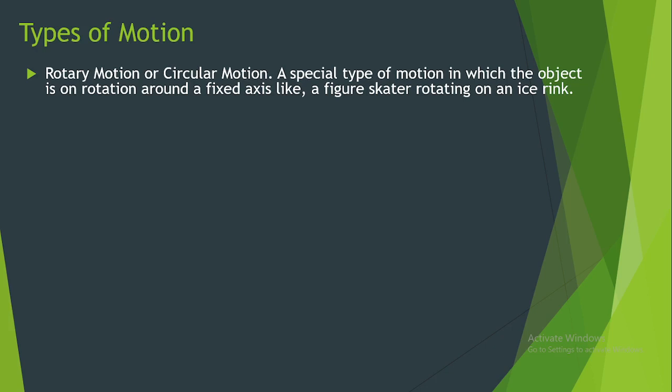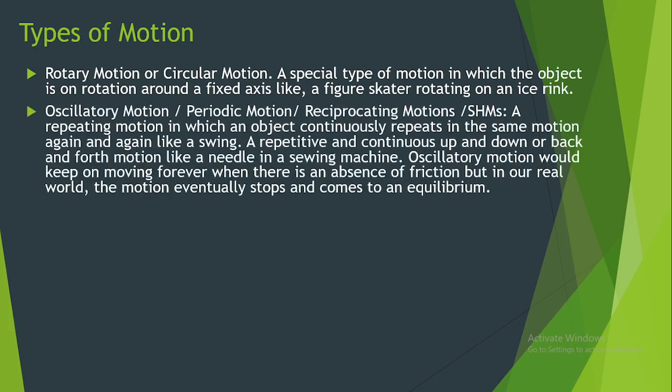Another kind of motion is the oscillatory motion, sometimes called periodic motion or reciprocating motion, otherwise known as simple harmonic motion, abbreviated as SHM, a repeating motion in which an object continuously repeats the same motion again and again, like a swing. A repetitive and continuous up and down or back and forth motion, like a needle in a sewing machine. Oscillatory motion would keep on moving forever when there is an absence of friction, but in our real world, the motion eventually stops and comes to an equilibrium.